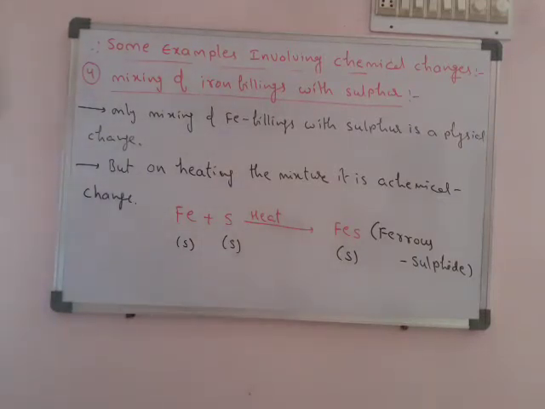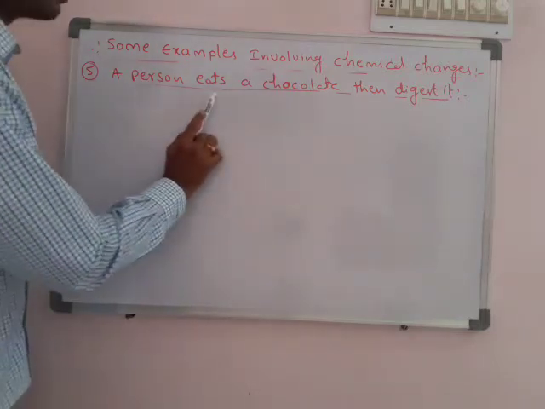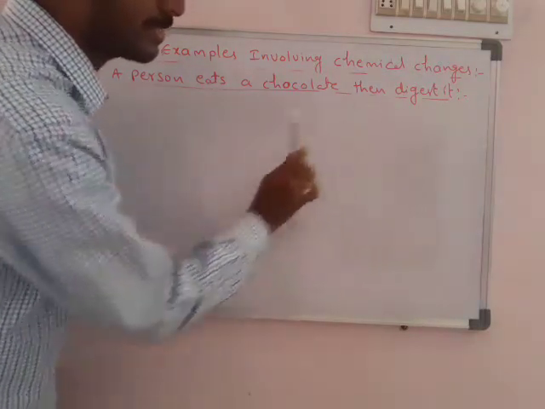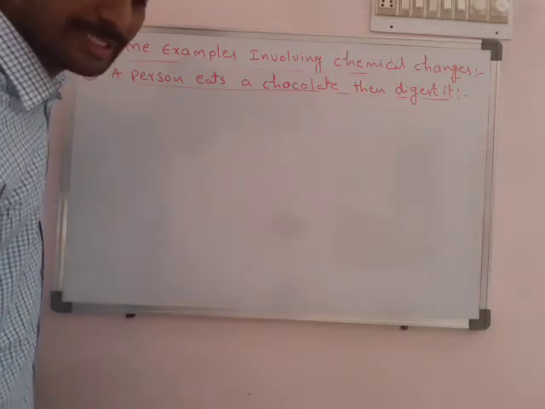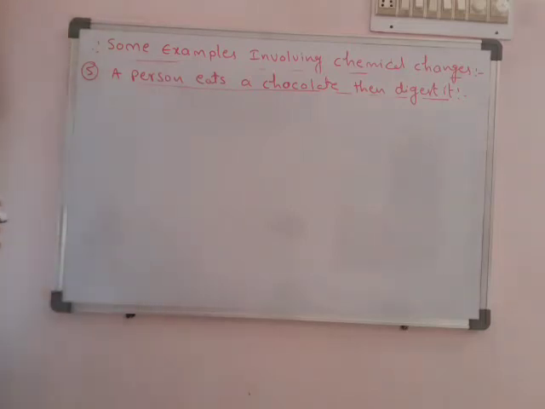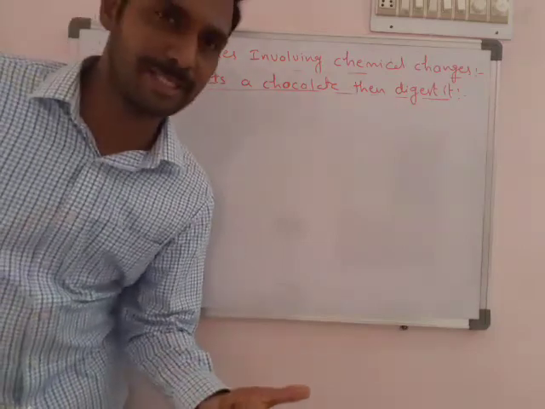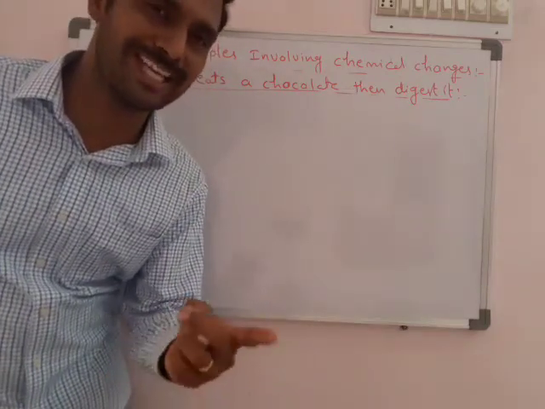Next we see one more example. Again, it is a very important example: a person eats a chocolate then digests it. It is nothing but the digestion of food, but it is given in the question like this. Digestion of chocolate means digestion of food. It is an example of chemical change.